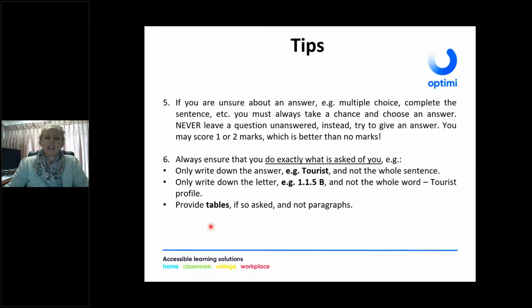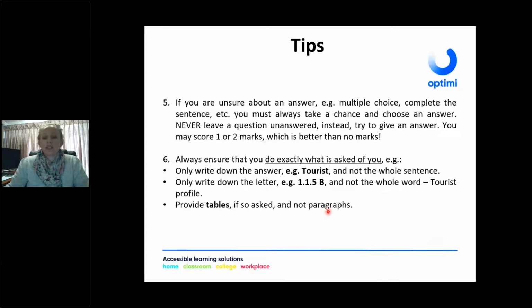The next one is, if they ask you to do something in a table format, so if you must redraw the table and complete it, make sure that you actually redraw the table exactly as is in your question paper, and make sure that you do not answer it in a different format. Because you will lose a mark if it is not in a table format. So if they ask you to tabulate or redraw the table and then answer your question.